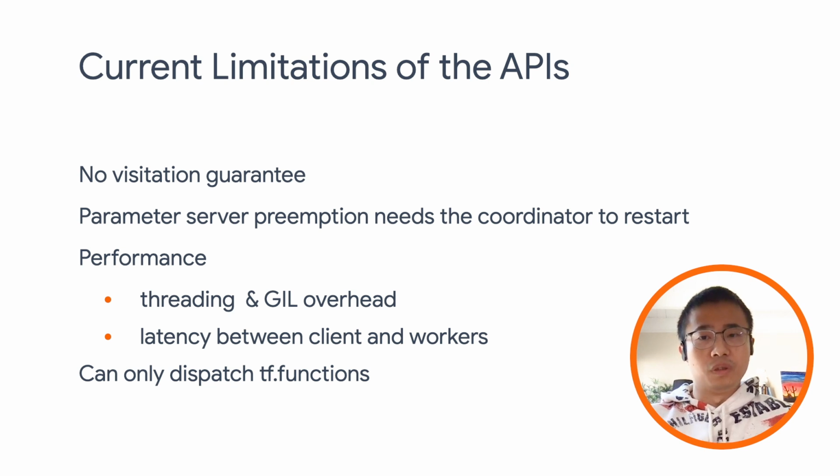There may also be performance issues. Since our initial implementation is Python-based, and we create a lot of threads in Python, there may be threading overhead and GIL overhead. So we are trying to reduce this overhead by moving the implementation to the runtime. Furthermore, if the latency between the coordinator and the workers is high, we need to mitigate it by issuing multiple steps in a single RPC call. In later slides, Haoyu will introduce ways to achieve optimal performance, even with these limitations. The last limitation is it can only dispatch tf.function, which we may or may not relax in the future.